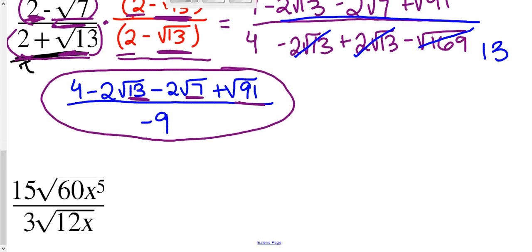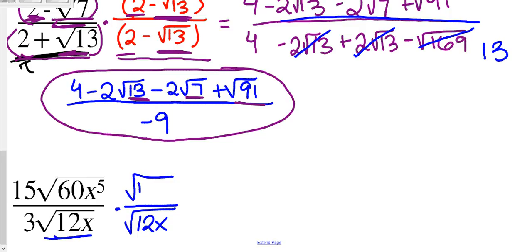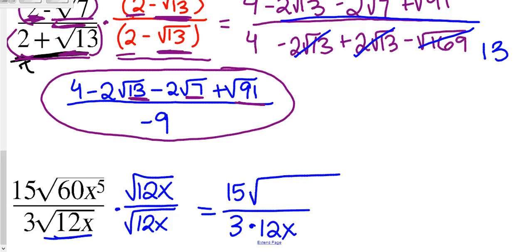Let's look at one more example. We need to look at the square root in the bottom. The square root in the bottom here is the square root of 12x. So to undo that square root, we are going to multiply by the square root of 12x. What we do to the bottom, we must do to the top. So we have a 3 square root of 12x times square root of 12x is a whole 12x over, 15 stays out front, and under that, we have 60 times 12 is 720.